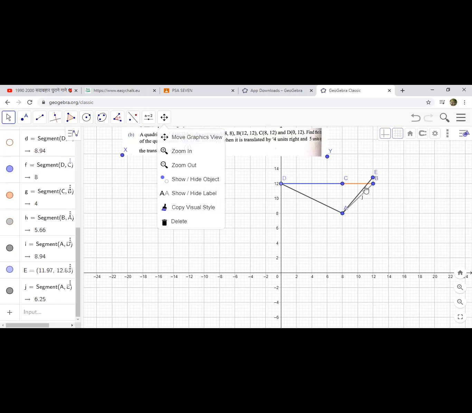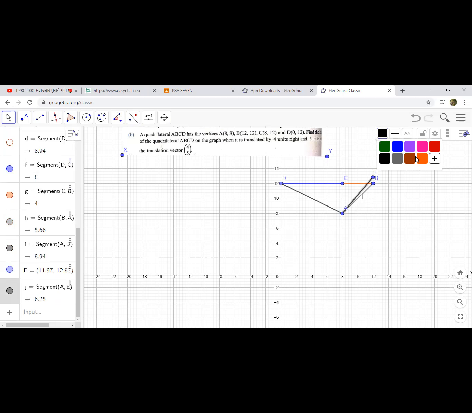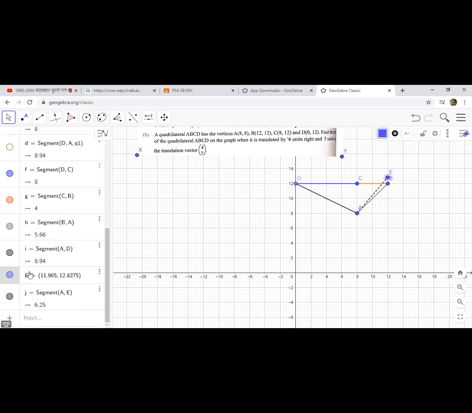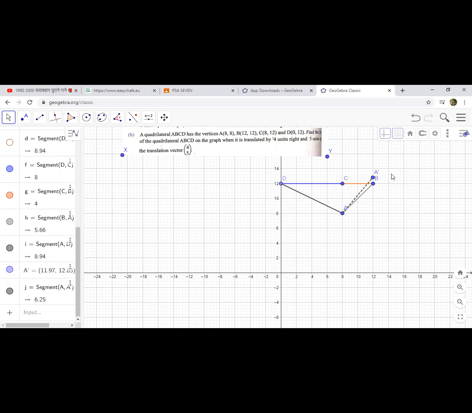Okay, similarly we can do it for the other points, and this connecting line should be dotted. This is a very important point to be remembered. Okay, and this corresponding vertex, I think, is A prime. This is the location of A dash. Similarly we can find the points B dash, C dash and D dash.